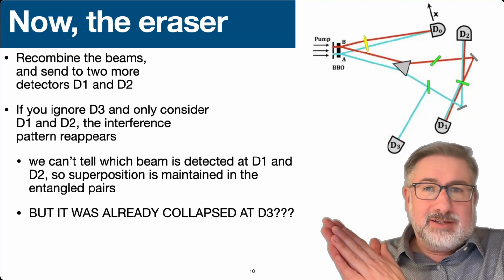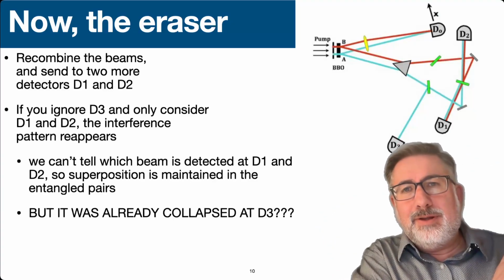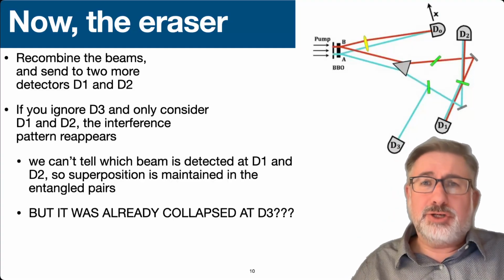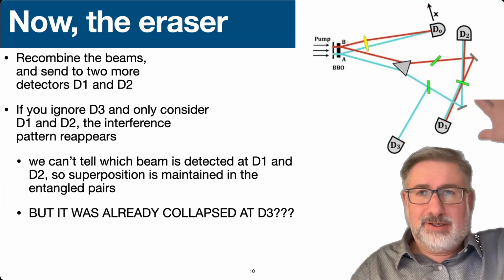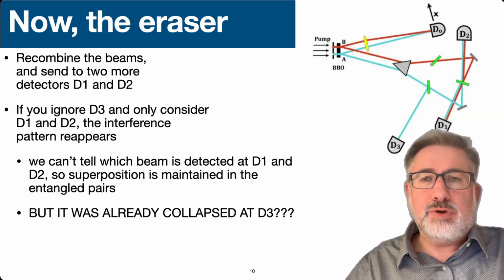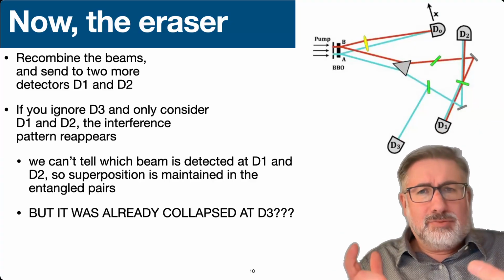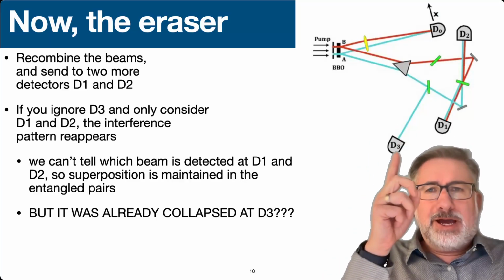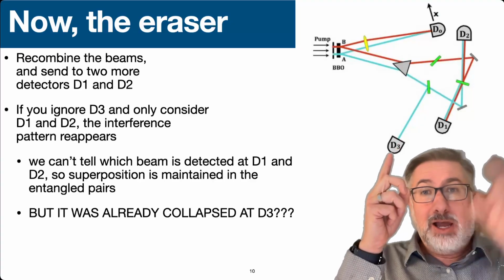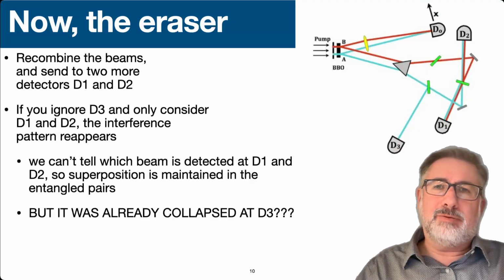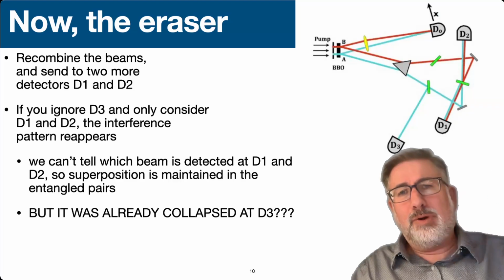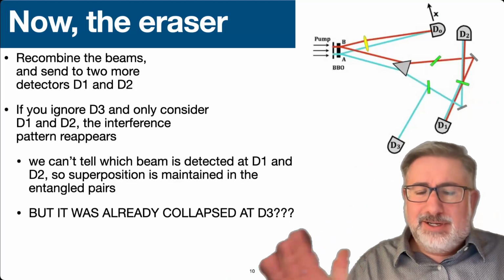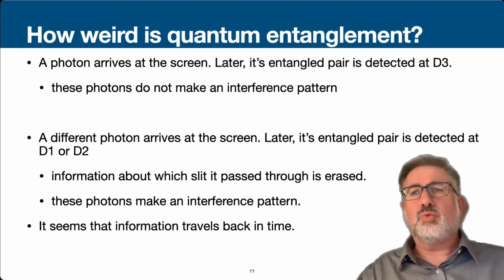If you turn off that detector and recombine the beams into D1 and D2, you lose that information. You throw away that information, and the interference pattern reappears. What makes this ridiculously weird is that we know that at D3, the waveform had already collapsed. Measuring at D3, which is after the screen, collapses the waveform. But if we take away D3, then the waveform reappears. The interference pattern reappears. It doesn't make any sense. Every time you think about it, it gets weirder and weirder.